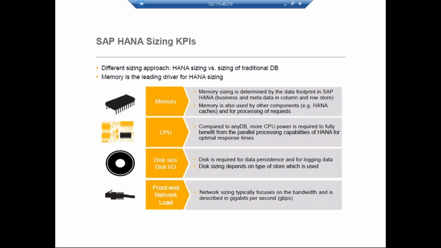So if someone asks you what the KPIs are when it comes to HANA sizing, these are the major KPIs: your memory, CPU, disk, and the network. But out of the KPIs you have, memory is the leading factor for HANA sizing. So mostly HANA appliances are decided based on the memory requirements.